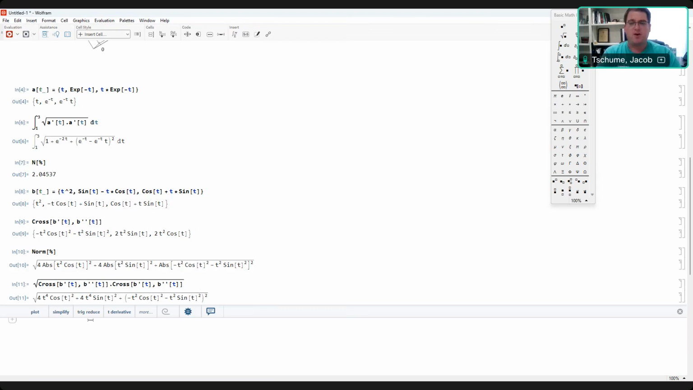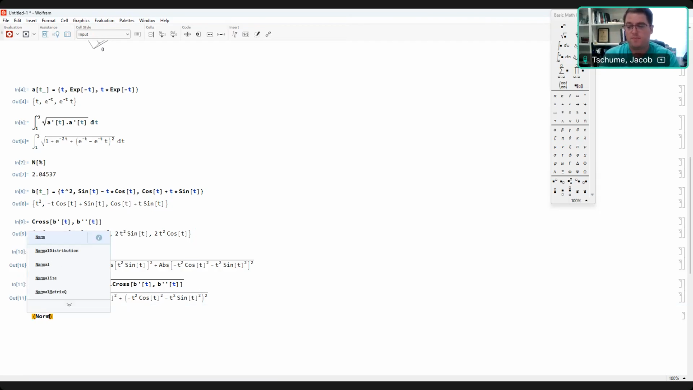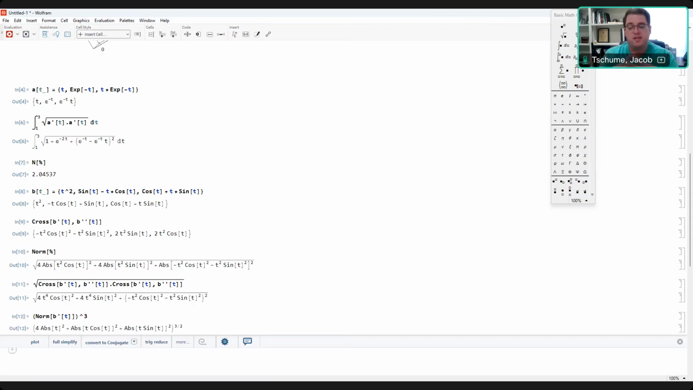For the denominator, you need to take the magnitude of velocity and cube that. So we know that magnitude is found by taking the norm of velocity. All right, so for us, velocity would be the first derivative of b, and I want Mathematica to cube this. So this will be the denominator of my curvature formula. You'll see once again that it runs into that ABS issue.